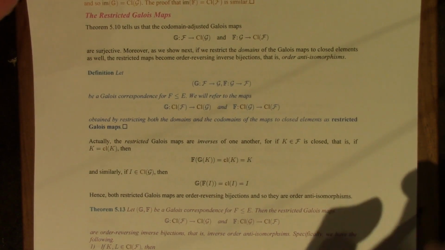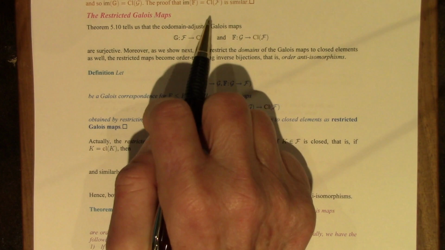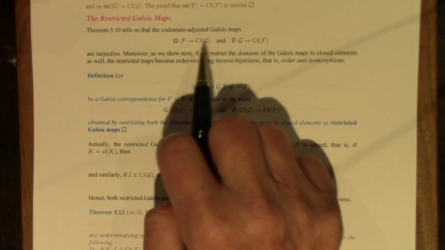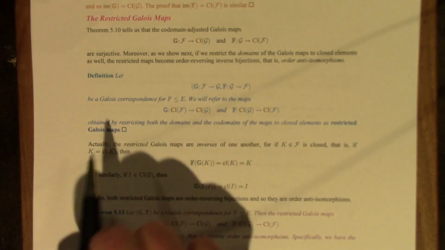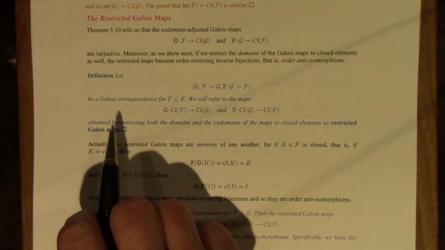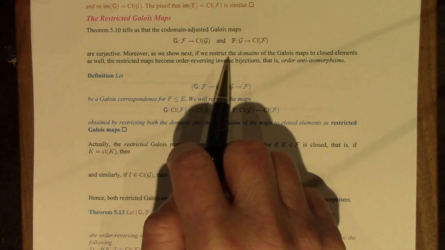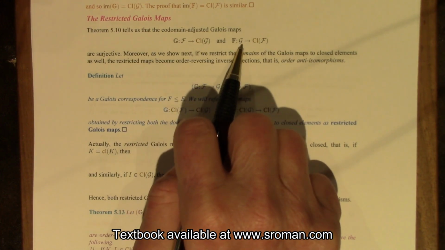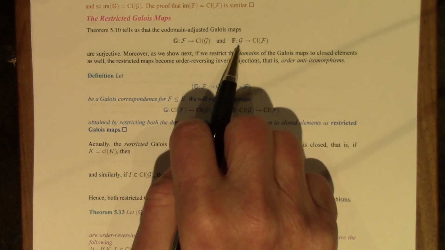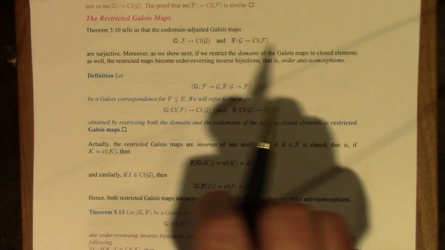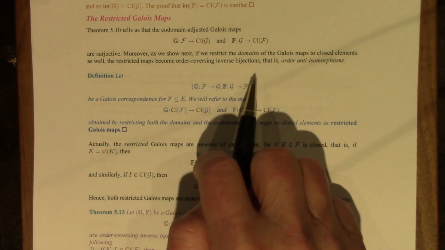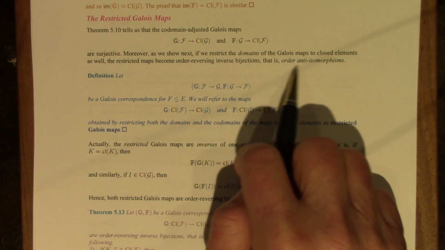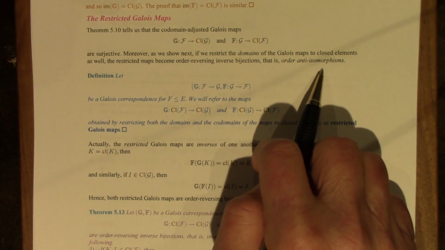Well, what's next? What we have just proven is that if we restrict the codomains of the Galois maps, we get surjective maps. That's nice. But if we restrict the domains also to the closed elements, then we get maps that are order reversing inverse bijections. That is to say, order anti-isomorphisms, and that's even better.